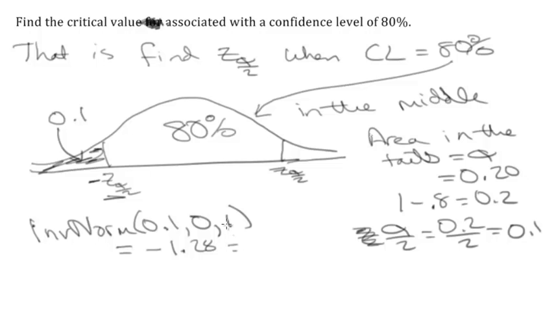And don't forget, that was this guy here. So this is the negative critical value. So how about that positive critical value? That's going to be positive 1.28.